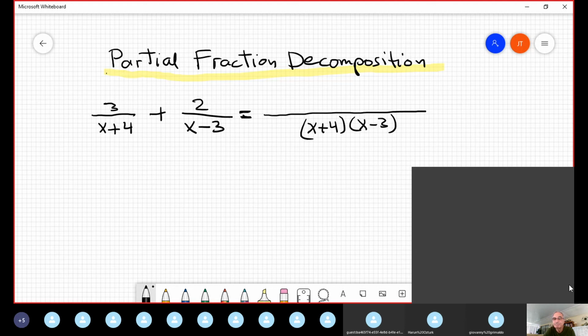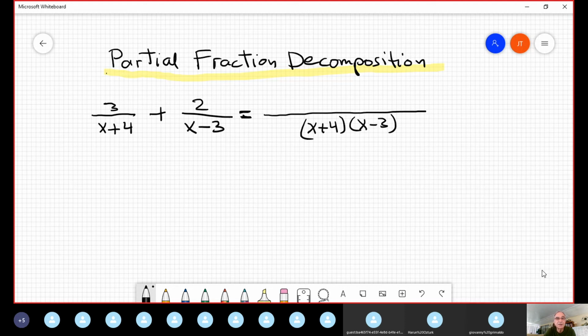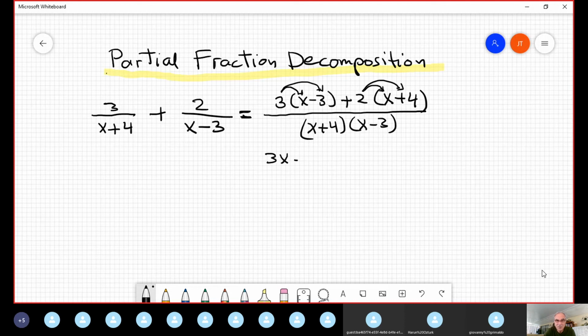No? And the answer is 3 times x minus 3 plus 2 times x plus 4. I suppose that everyone follows me, yes or no? Everyone follow me? Now distribute the property and combine later. This is 3x minus 9. This is 2x plus 8. Denominator stays the same.